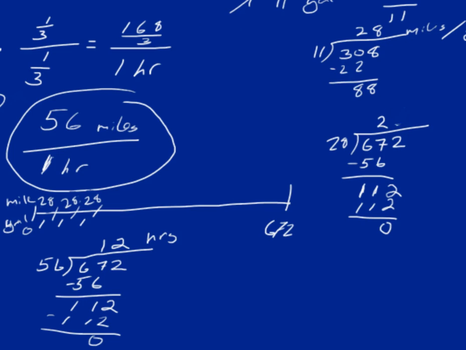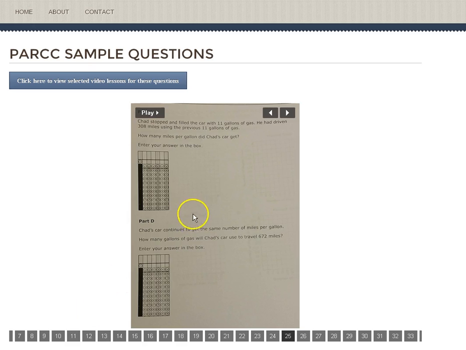So that should be, that's not very clear, that's 24. And let's try to remember what we were asking. How many gallons of gas does Chad's car use to drive 672 miles? 24. That's a reasonable answer, because 672 is a little more than double 308, and 24 is a little more than double 11. So we're in good shape.